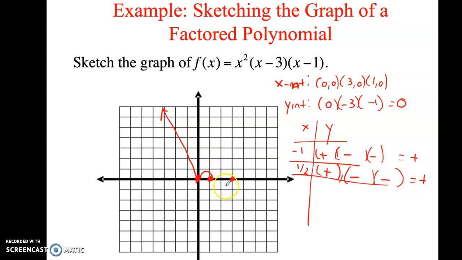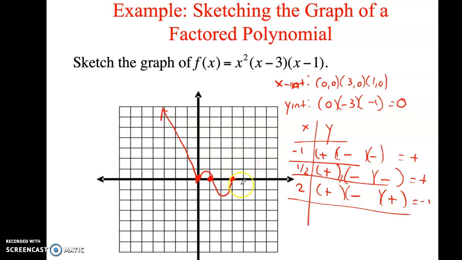And now we're going to pick a value in between here. We'll pick 2. So if you put 2 in, again, we're just doing our sign chart. We're going to have 2 squared, which is positive. 2 minus 3 is negative, and 2 minus 1 is positive, which gives me a negative, which means these values now we're going to go negative.